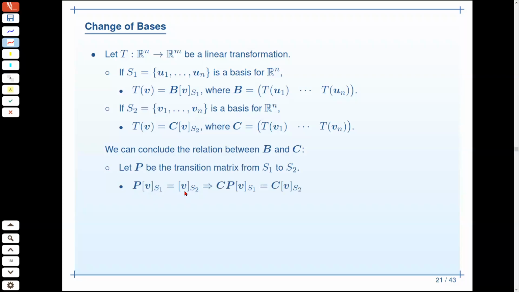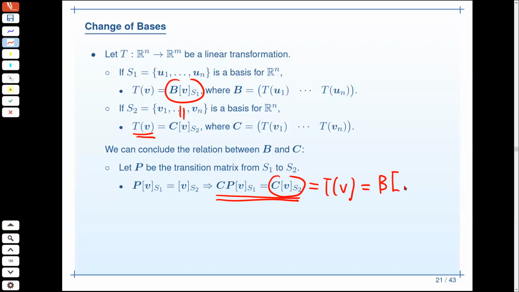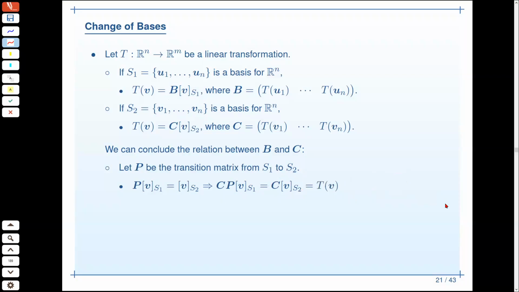Now what do I do? S2 is here, so I pre-multiply by C. This is what we have, right? I pre-multiply by this. But this is what? This is TV. This is the same as TV, and TV is the same as this. So these two are the same, which is the same as B multiplied with the coordinate vector of V relative to S1. They are the same thing.